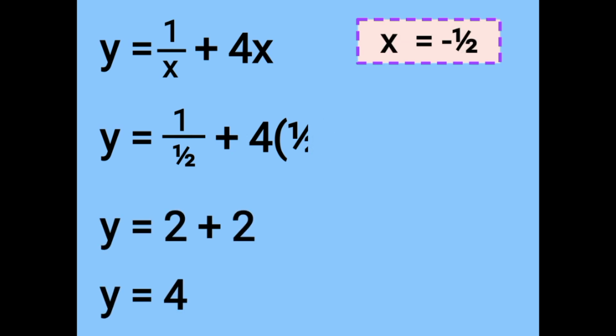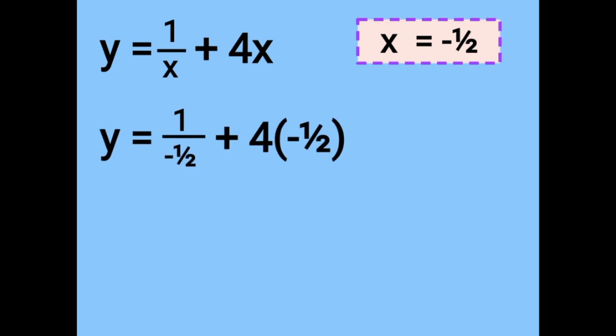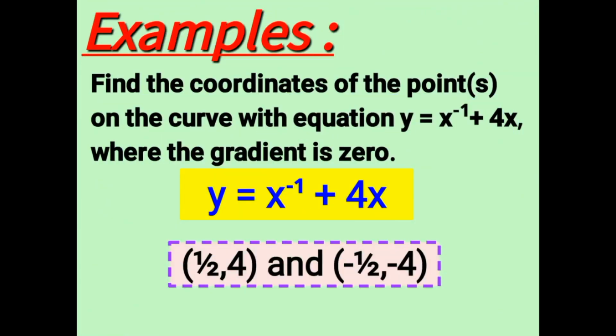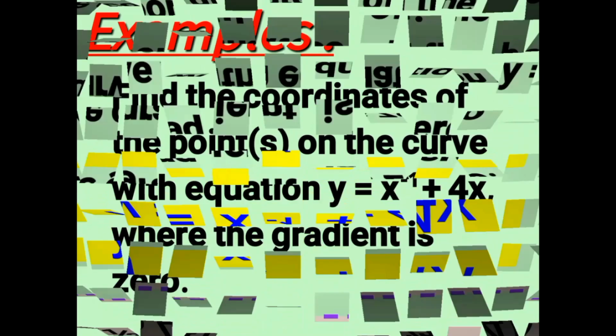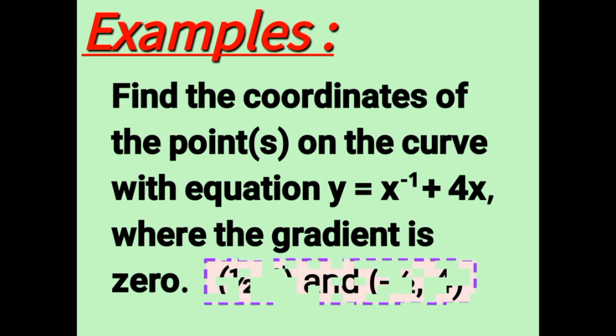And when x equals minus 1 over 2, y equals 1 divided by minus 1 over 2 plus 4 times minus 1 over 2, equals minus 2 minus 2 equals minus 4. Then the coordinates are (1 over 2, 4) and (minus 1 over 2, minus 4). So the coordinates of the points on the curve with the equation y equals x to the power minus 1 plus 4x where the gradient is 0 are (1 over 2, 4) and (minus 1 over 2, minus 4).